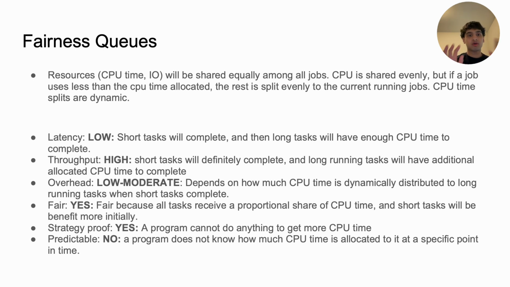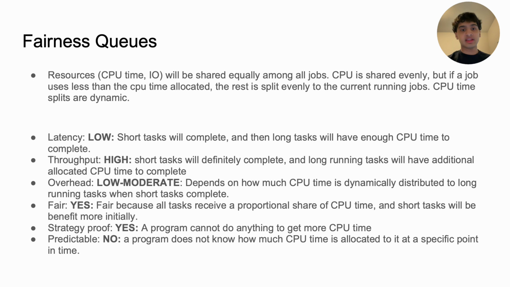So for example, let's say you had 4 jobs, each of them with 25% of the CPU. I finish early. Well, now the CPU will spend 33% on each of the 3 remaining jobs, right? So in that way, we're dynamically allocating CPU time, and the splits are more dynamic. And so in that way, you get the most optimal low latency, high throughput, and low to moderate overhead, because there's not too much switching going on. It depends on how much time is being dynamically distributed to the remaining jobs that are still trying to complete.